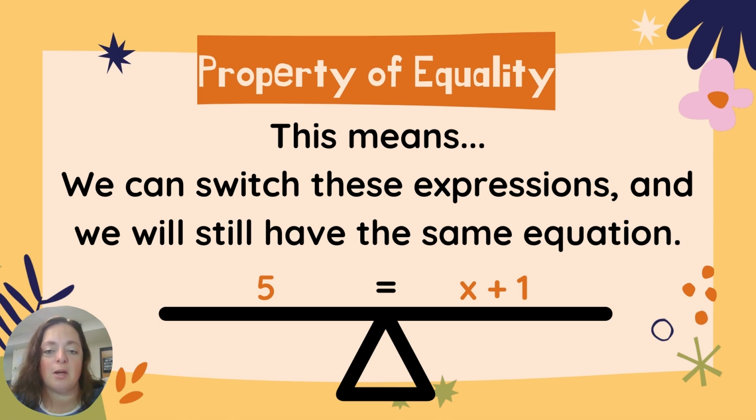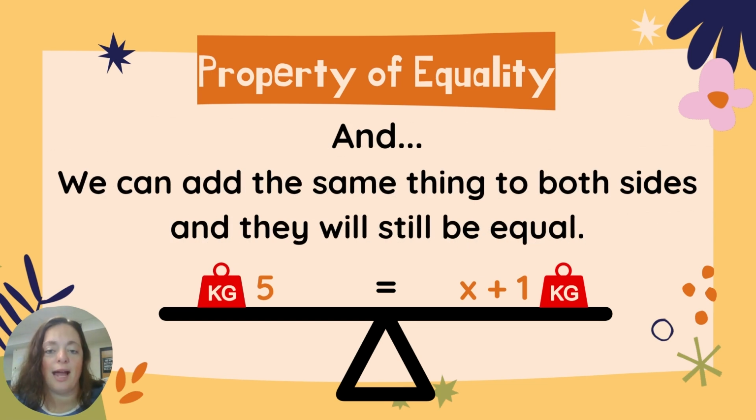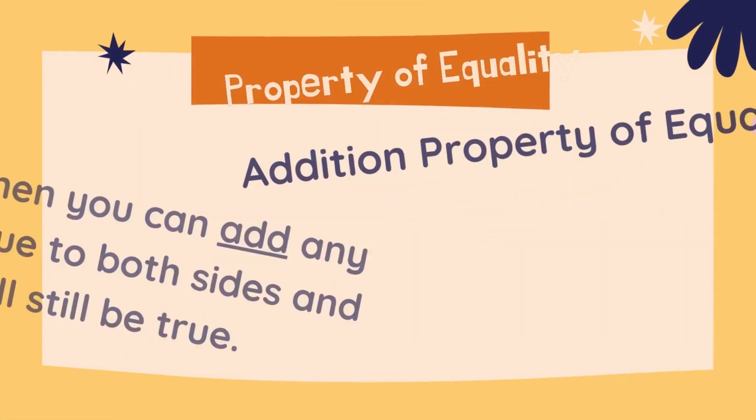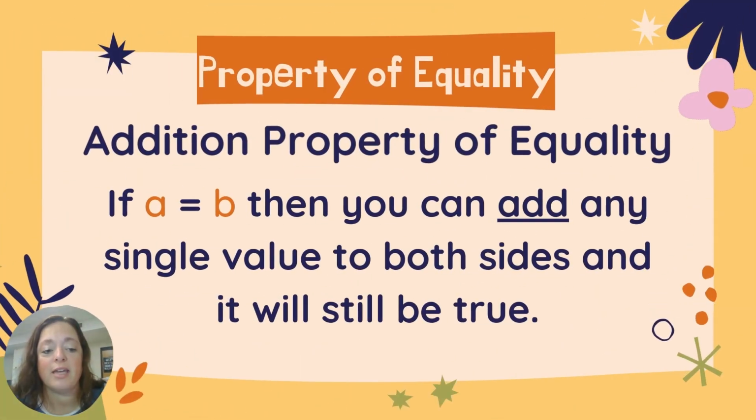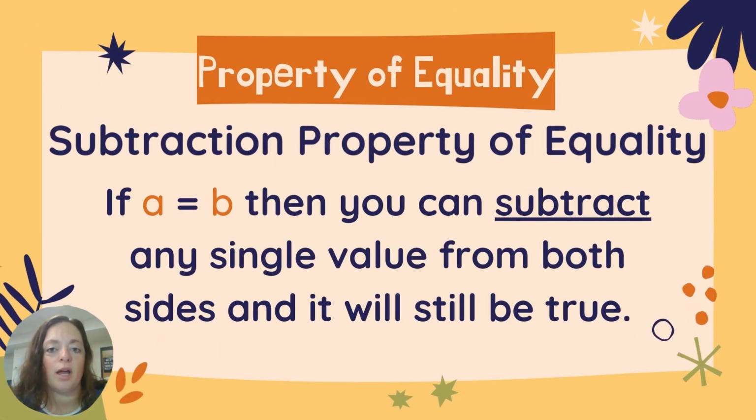Those two things are the same equation. That's part of the property of equality. We can also add the same value to both sides of the equal sign, and the sides will remain equal. The addition property of equality says that if A equals B, you can add any single value to both sides and it will still be true. In the same way, the subtraction property of equality says that you can subtract any single value from both sides of the equal sign and it will still be true.